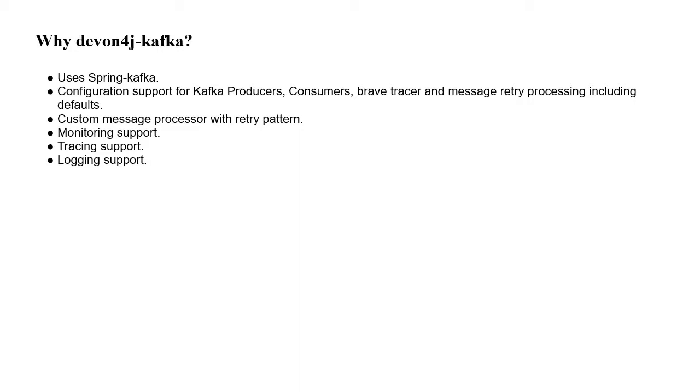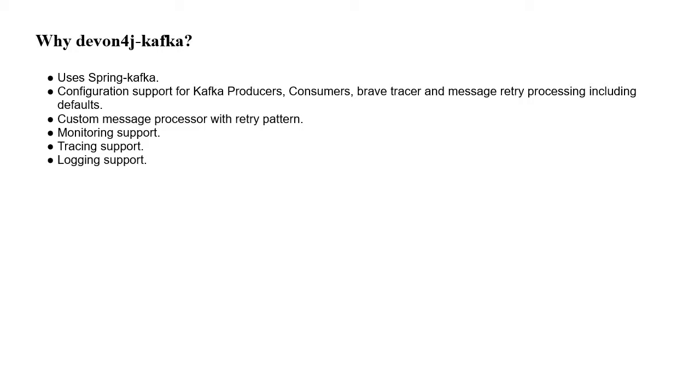First of all, we use Spring Kafka. Yes, devon4j Kafka is built on top of Spring Kafka, so you get all the features of Spring Kafka and also from us. We provide many support classes for configuration and error handling, which reduces your work effort by 60%. As I said before, we provide many configuration classes for producer, consumer, Brave Tracer, and message retry processing from devon4j Kafka. In this video, I'll explain one by one.